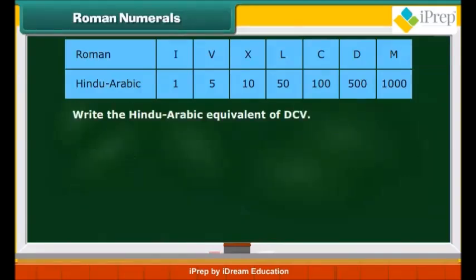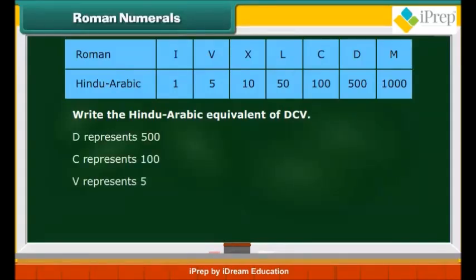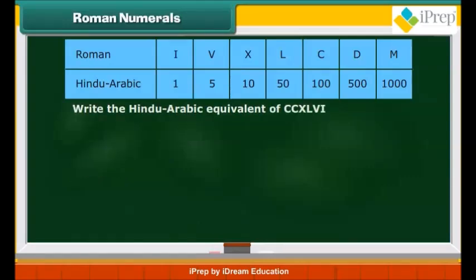We now convert Roman numerals into Hindu-Arabic numerals. Write the Hindu-Arabic equivalent of DCV. D represents 500, C represents 100. V represents 5. Therefore, DCV is equal to 500 plus 100 plus 5 is equal to 605.